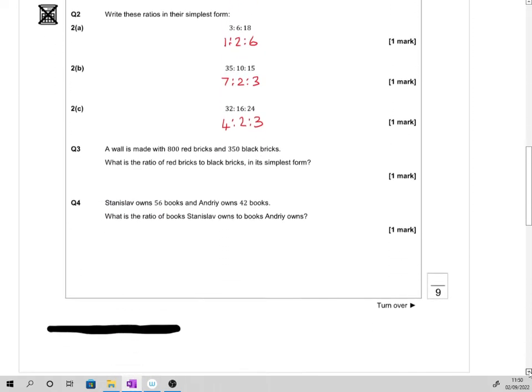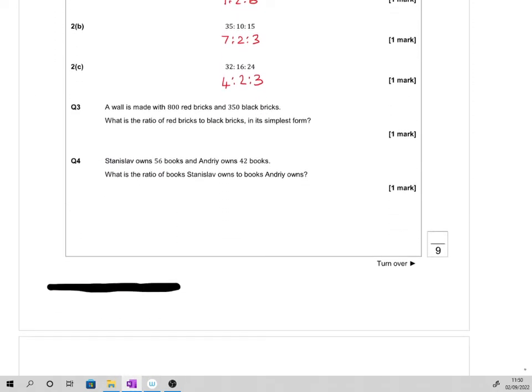Okay, simplifying ratios. Now a wall is made with 800 red bricks and 350 black bricks. What's the ratio of red to black in the simplest form? So we start off with 800 to 350 and then try and simplify it. Well, we can divide both by 10, so that gives 80 to 35. Now I can divide both by 5, so 16 to 7. I think that's as far as we can go.